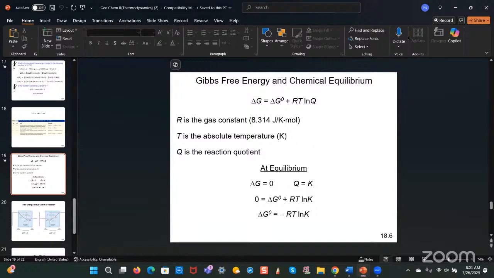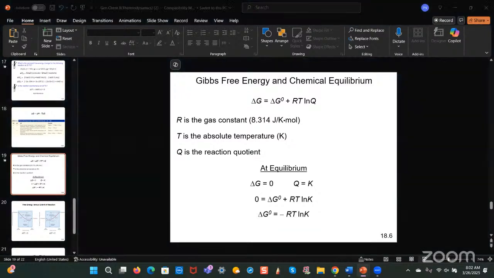Okay, so now we're going to talk about the relationship between the Gibbs free energy that you were introduced to the last time and what we learned about equilibrium. It turns out that there's a relationship between the free energy of a reaction and the reaction quotient. If you remember, that is basically the product of the concentration of the products divided by the product of the concentration of the reactants at any time, regardless of whether or not the system is at equilibrium.